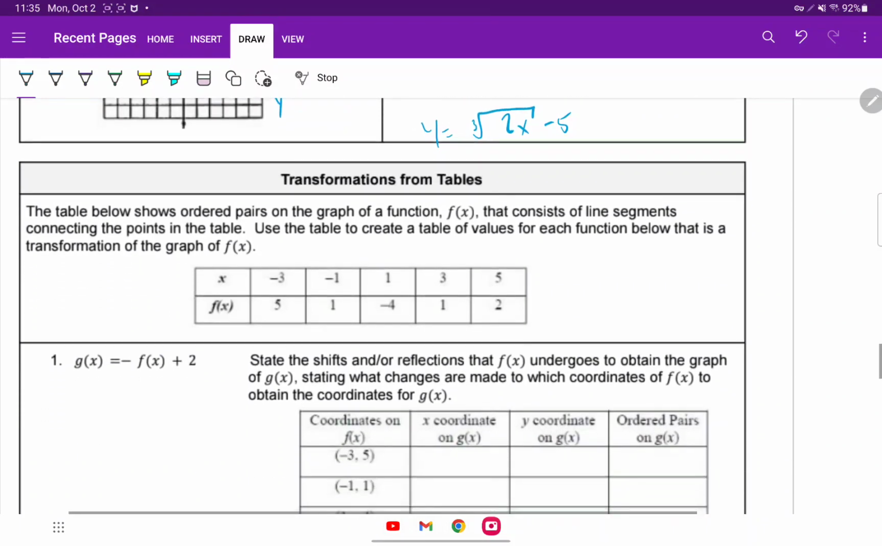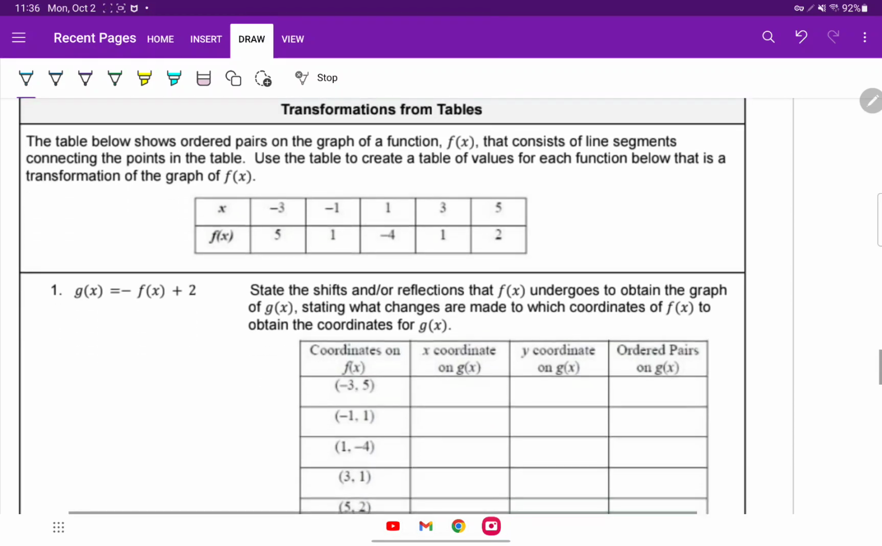So the table below shows ordered pairs using the graph of a function that consists of line segments connecting the points in the table. Use the table to create a table of values for each function below that is a transformation of the graph. State the shifts and/or reflections that f of x undergoes to obtain the graph of g of x, stating what changes are made to which coordinates of f of x to obtain the coordinates for g of x.